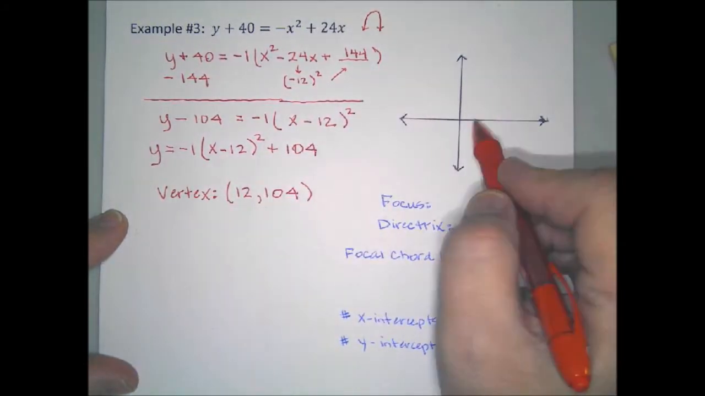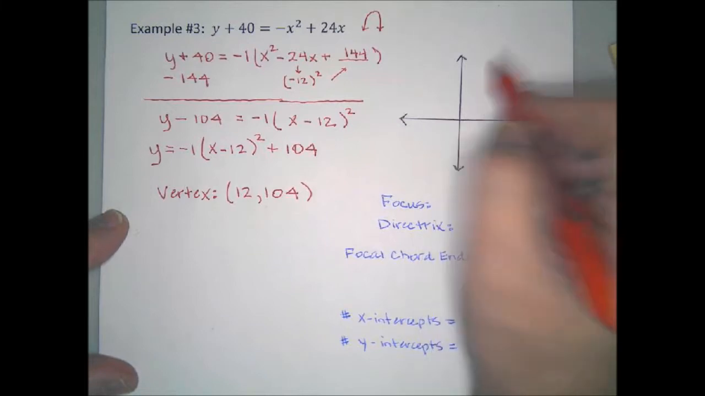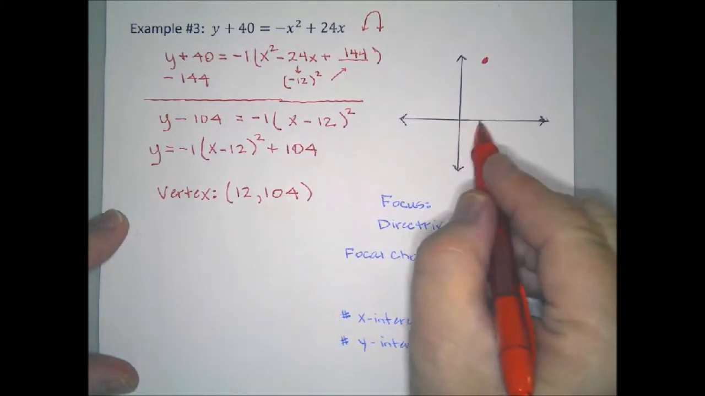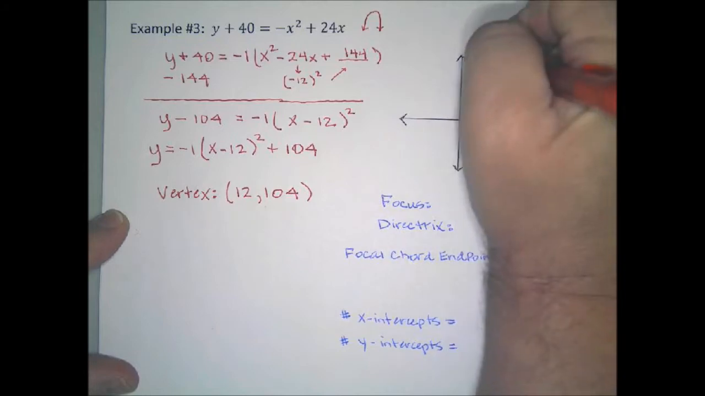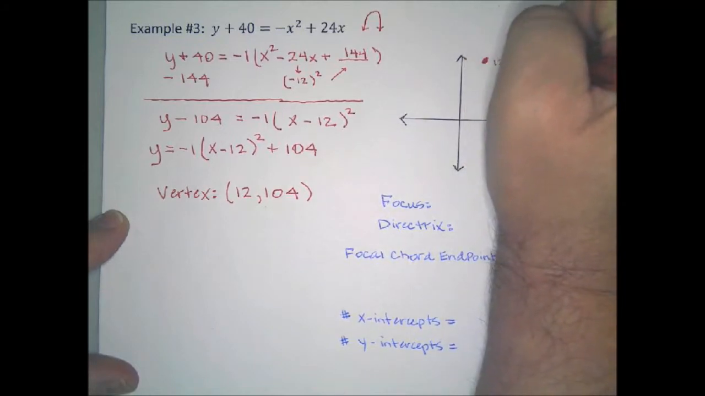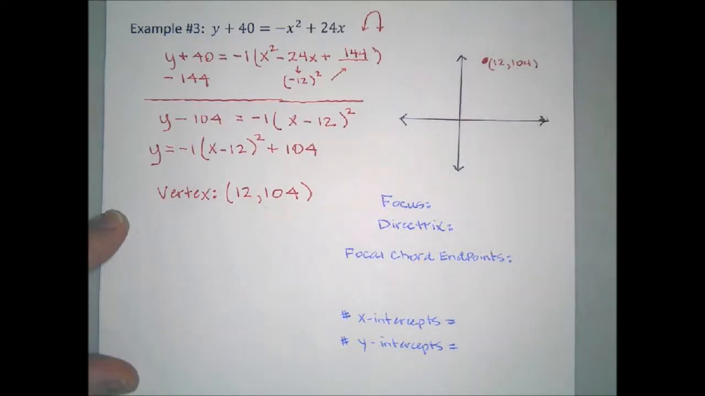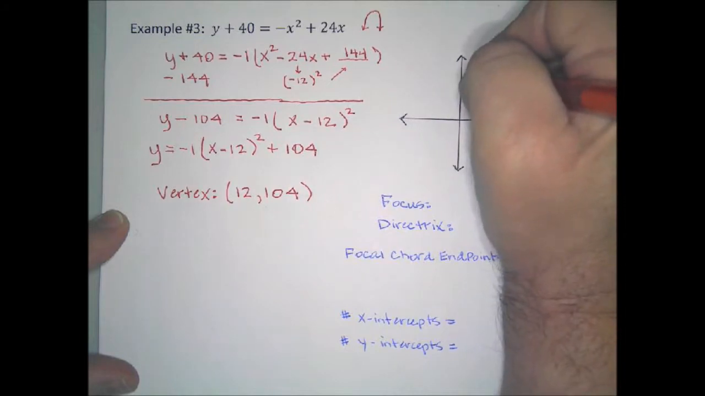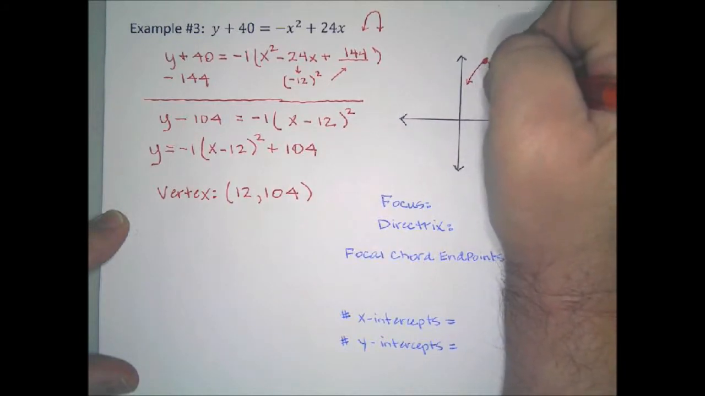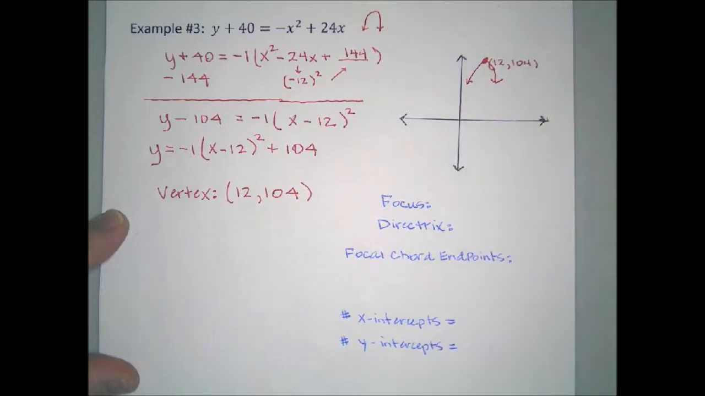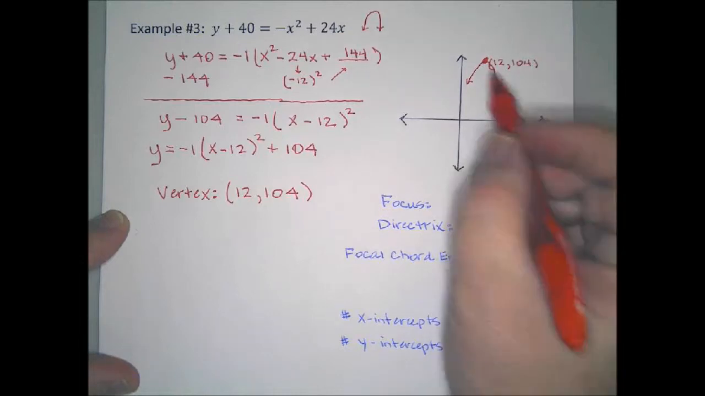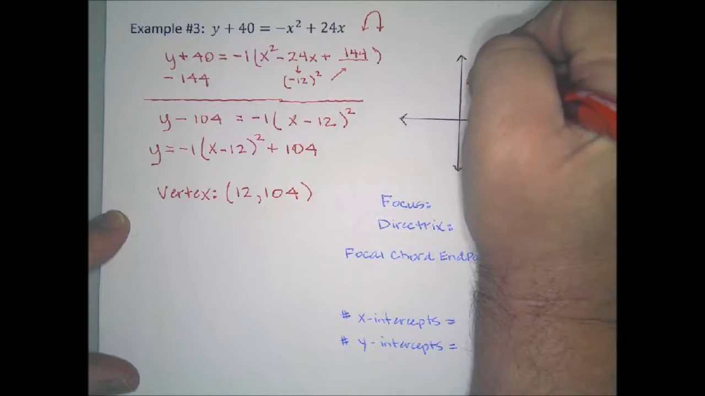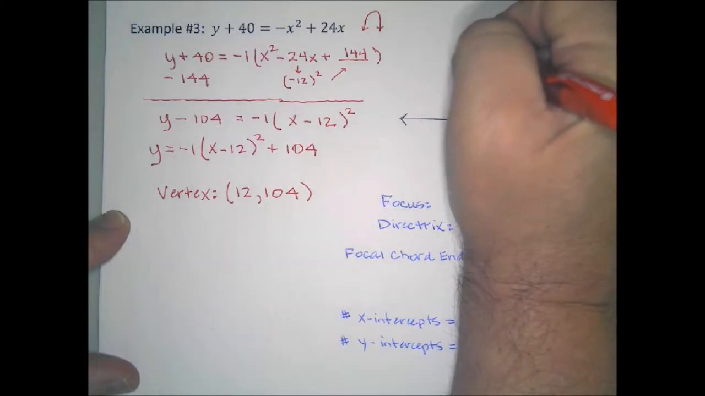So I'm going to put where I think positive 12, 104 would be. I'm just going to call it somewhere about right there. That's 12, 12, and then 104 up. Okay, so this is 12, 104. Now, we also know this is a down parabola, so it does something like this. And so we know there would be a focus on the inside, and there would be a directrix on the outside. We just have to figure out those locations.